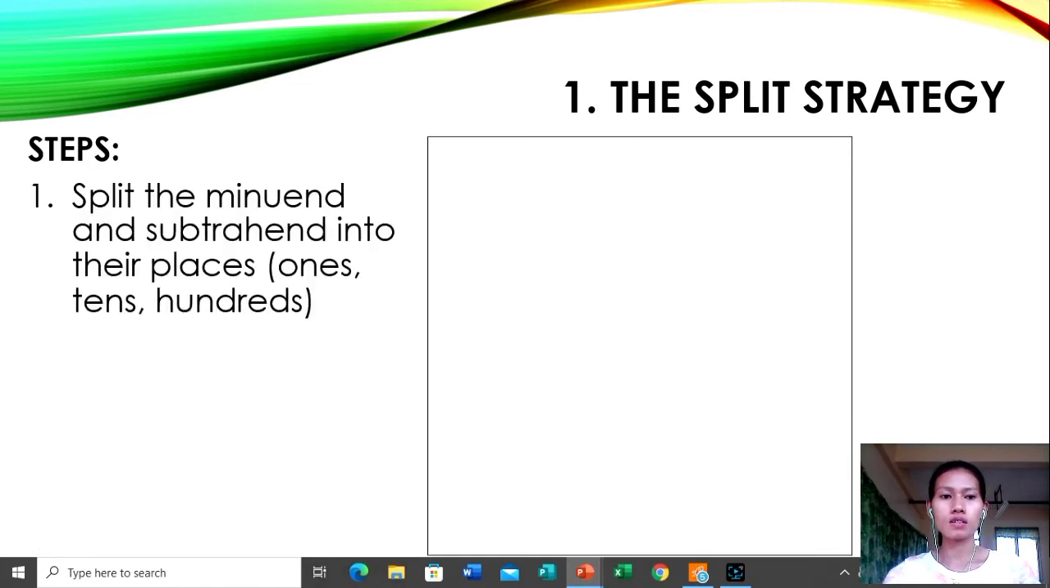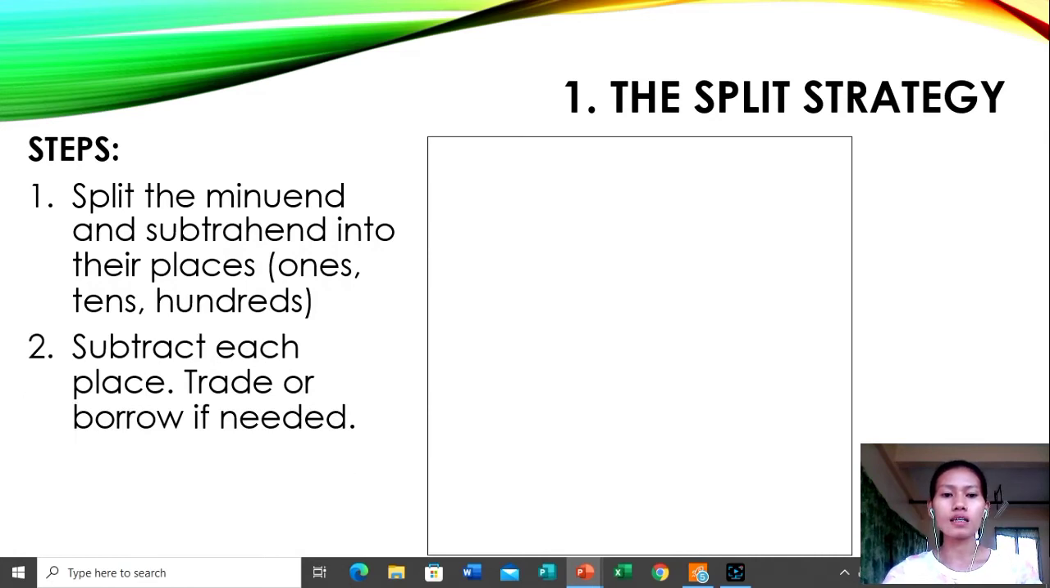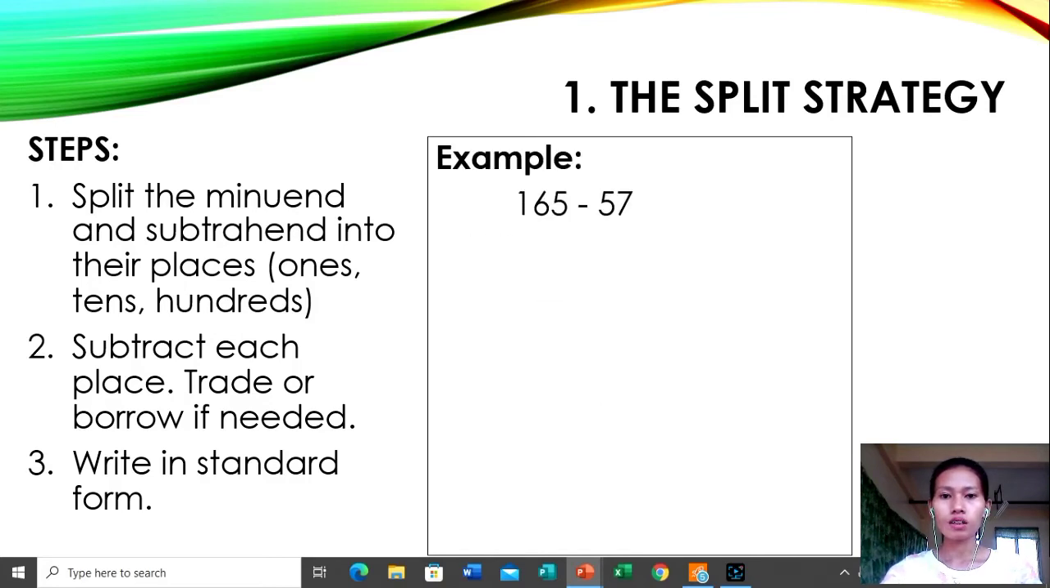So, we have the steps. First is split the minuend and subtrahend into their places, the ones, the tens, and then the hundreds. Second, subtract each place, trade or borrow if needed. And then third, write in standard form. So, to use this split strategy, let us have an example. We have 165 minus 57. It says here, split the minuend and subtrahend into their places or place value, the ones, tens, and hundreds.